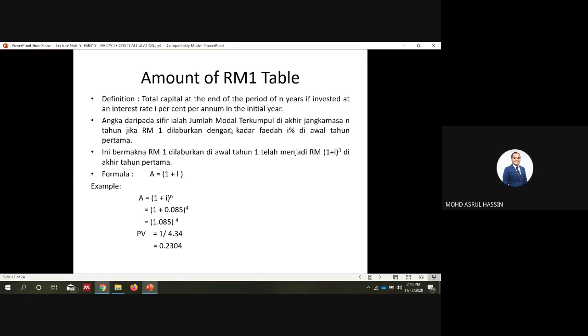Okay, amount of RM1 table definition. Total capital at the end of the period or end year if invested at an interest rate I percent per annum in the initial year.